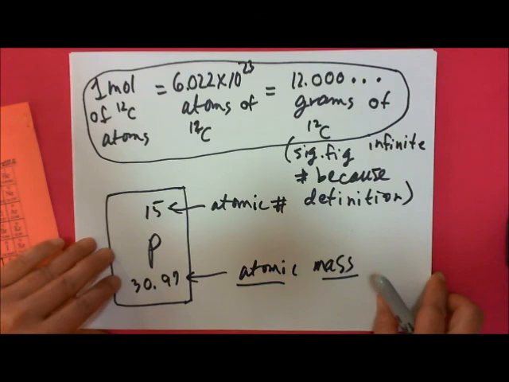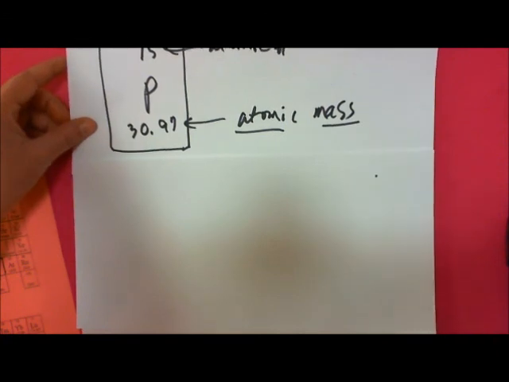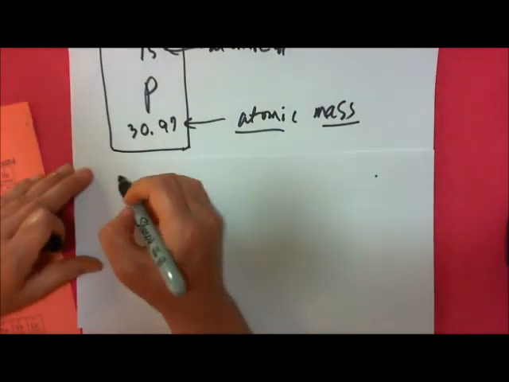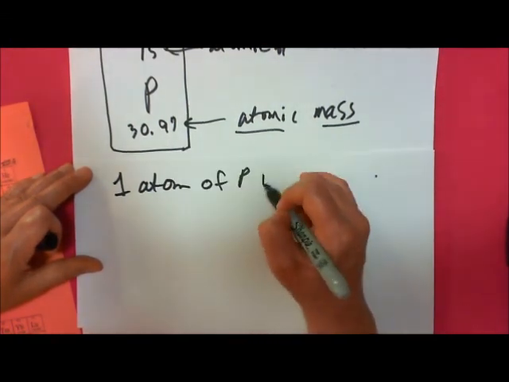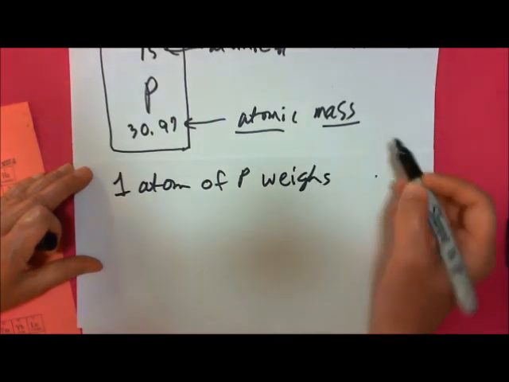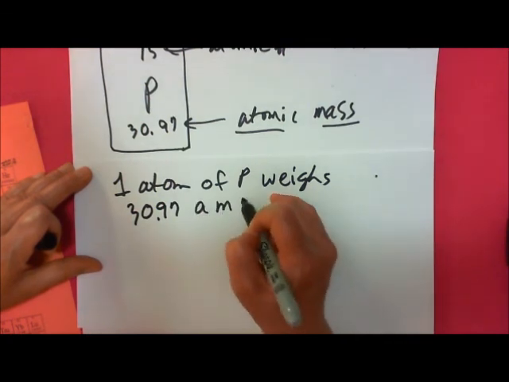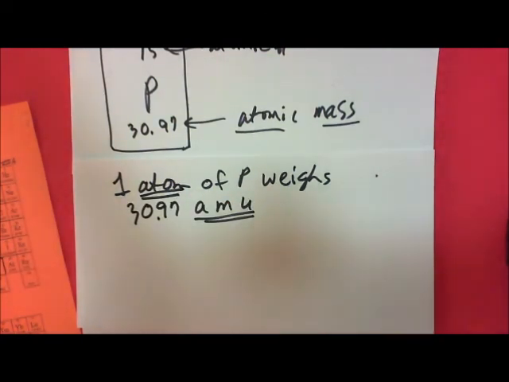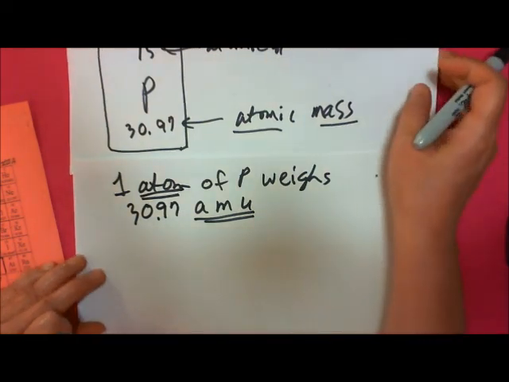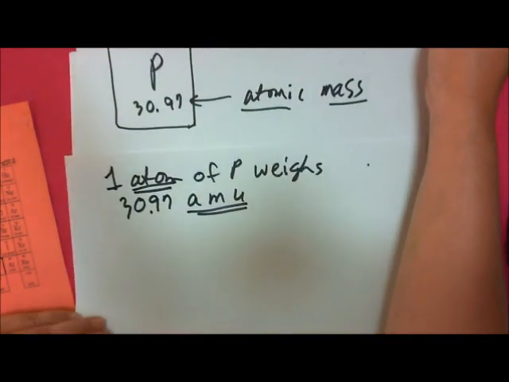Okay, so from our definition that we got in our previous definition right above, what we said is that one atom of phosphorus weighs 30.97 atomic mass units. So this is one atom equals 30.97 atomic mass units. We can use the same definition that we had up here and apply it for our phosphorus.